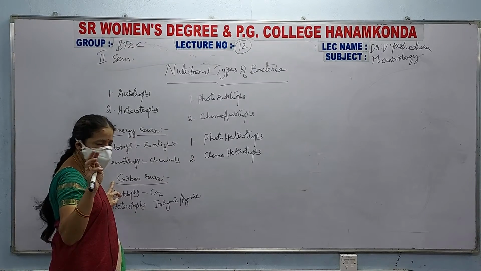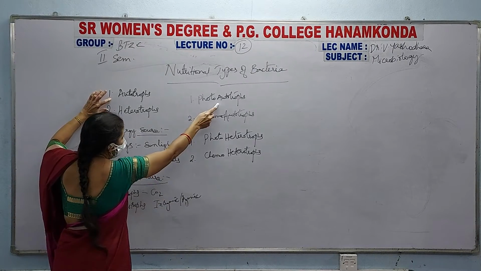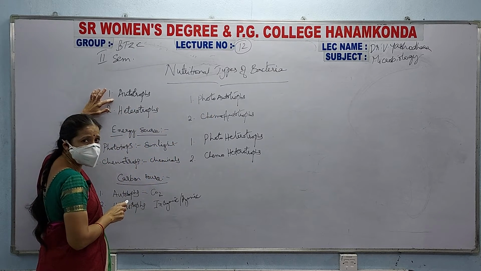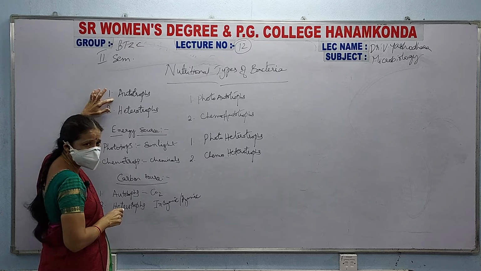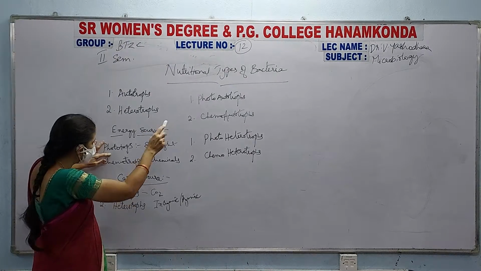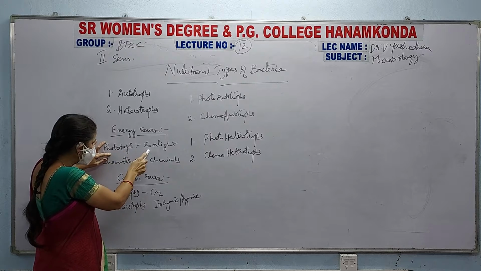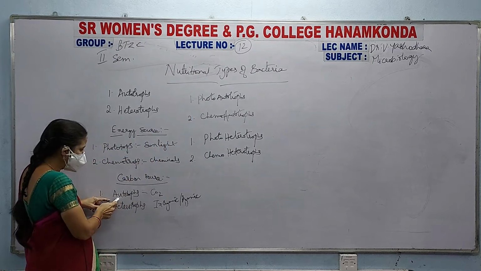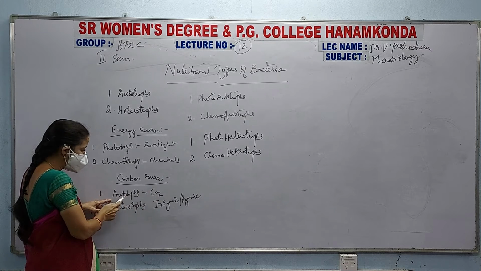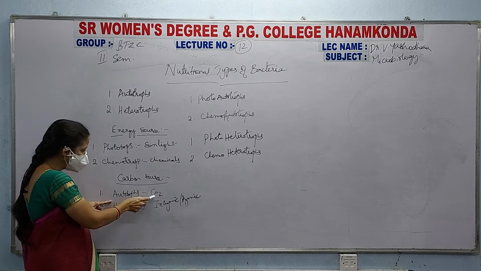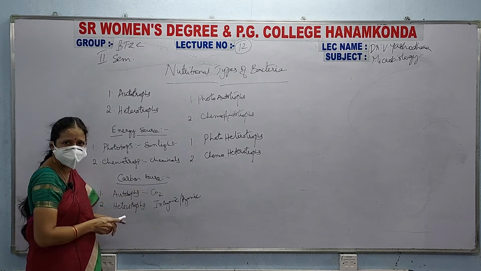These are the autotrophs which can synthesize their own food material by using an external energy source and synthesize organic materials. Next, these are the organisms that use sunlight as the source of energy. These are the organisms that use carbon dioxide as a carbon source.